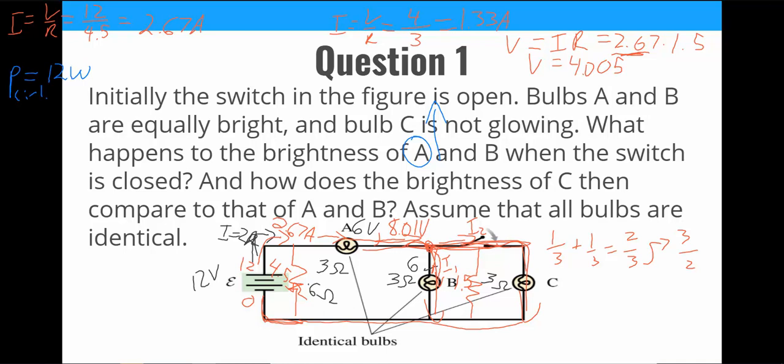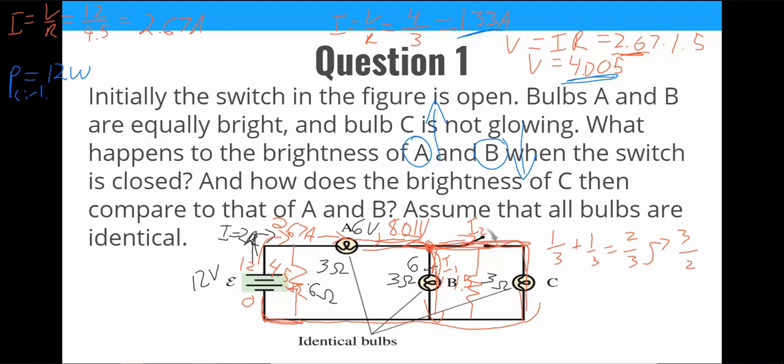Okay. But what about B? Well, B originally had 6 volts and 2 amps of current, right? But now it has 4 volts with just 1.33 amps of current. Are they going to go up or down? Down. So B goes down. So more current flows through A, but less current flows through B. Everybody okay with that?